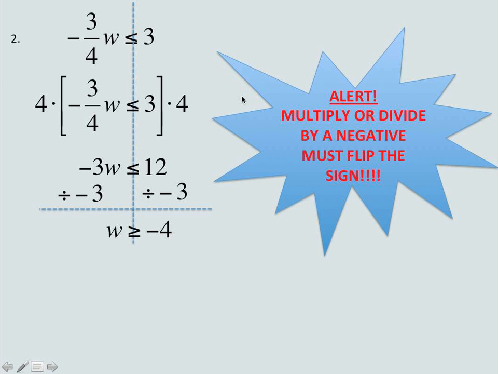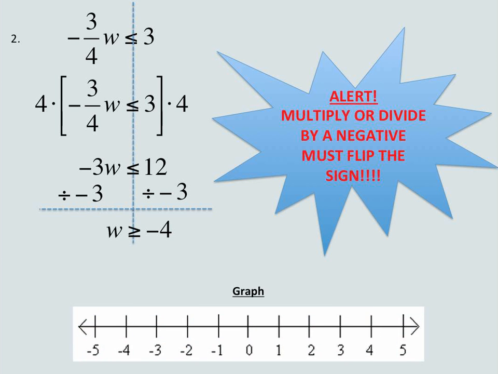You have to remember that. That's the one thing you got to remember. Everything else is the same as chapter 2. Closed circle because of the equal sign at negative 4. I want numbers that are greater than, w is greater than or equal to negative 4. So that would be the numbers to the right.